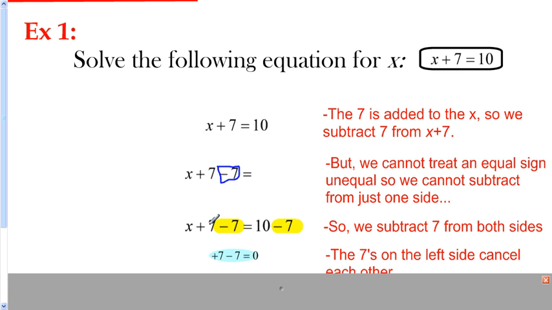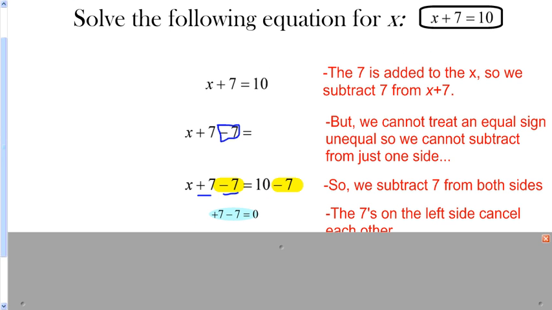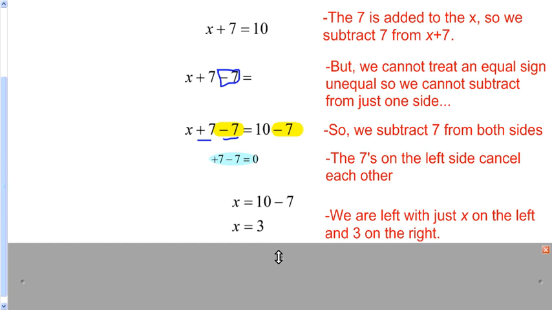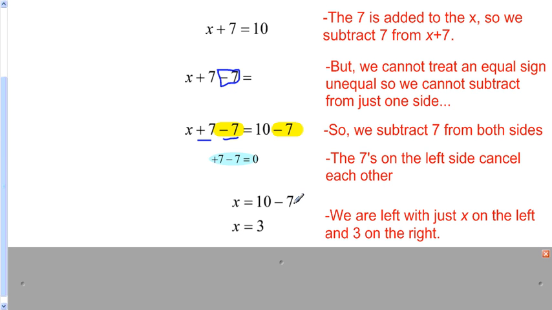Now you know that this plus 7 and the minus 7 cancel out to give us 0. Then we have, on the other side, 10 minus 7, which gives us 3. Since the plus 7 minus 7 gives us 0, we're left with just the x on that side. 10 minus 7 here gives us 3. So that is our final solution.